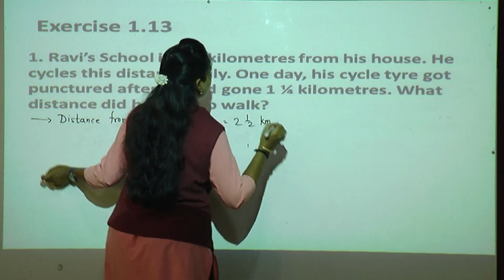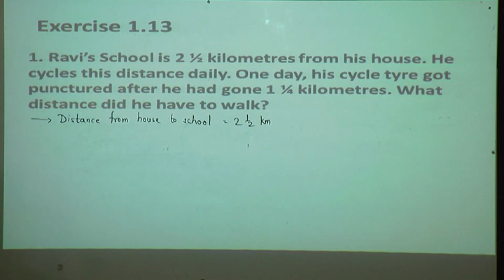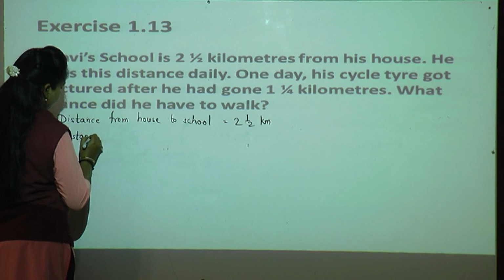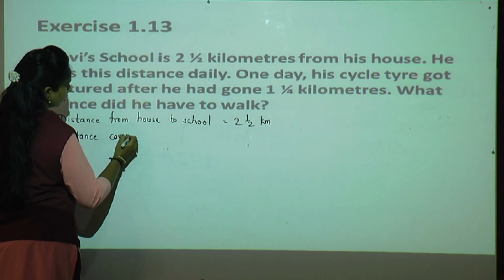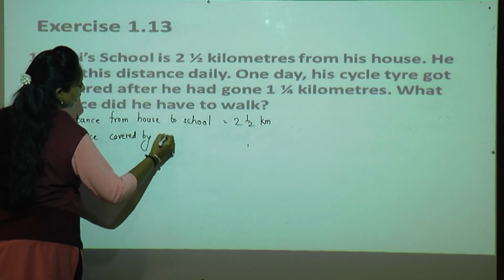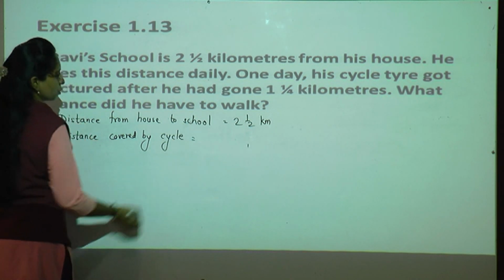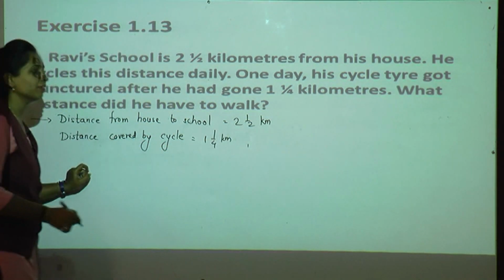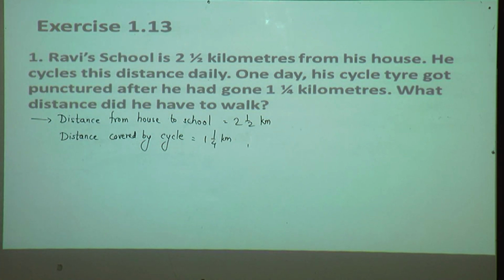2.5 kilometer. Okay, and the next, what they had given? So one day when his tire got punctured, how much he covered? Distance covered by cycle is equals to 1/4 kilometer. So what we have to find out in this question? What distance did he have to walk?